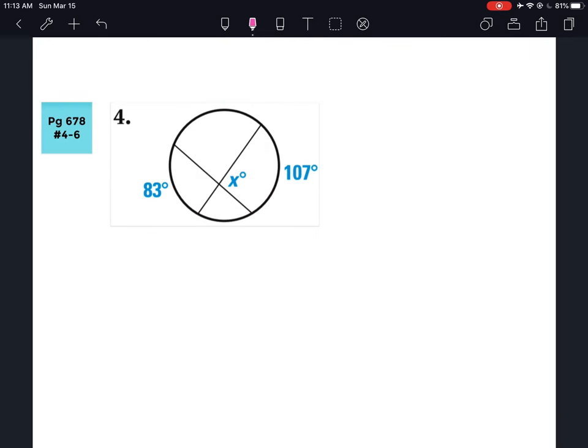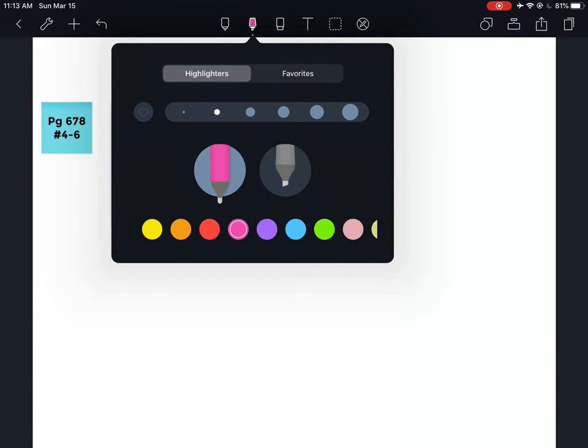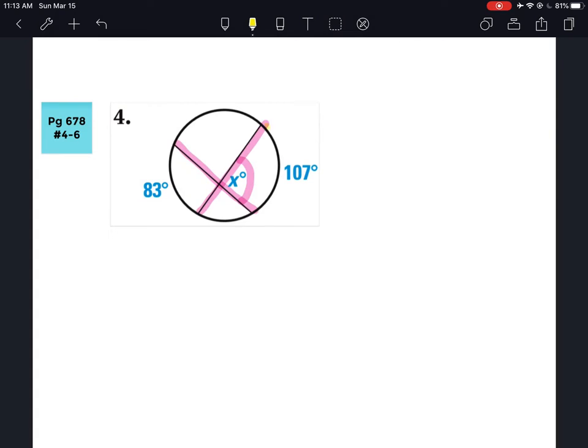So for this problem, we have this chord intersecting with this chord inside of a circle. It made the angle x. That angle x has a special relationship with the arc that is directly across from it on both sides, the 83 and the 107 degrees.